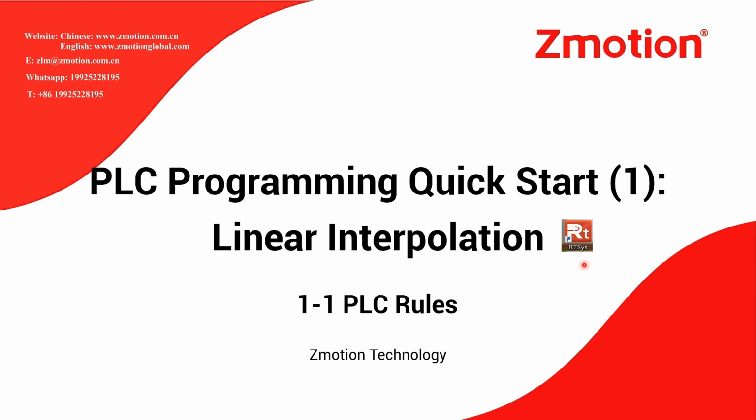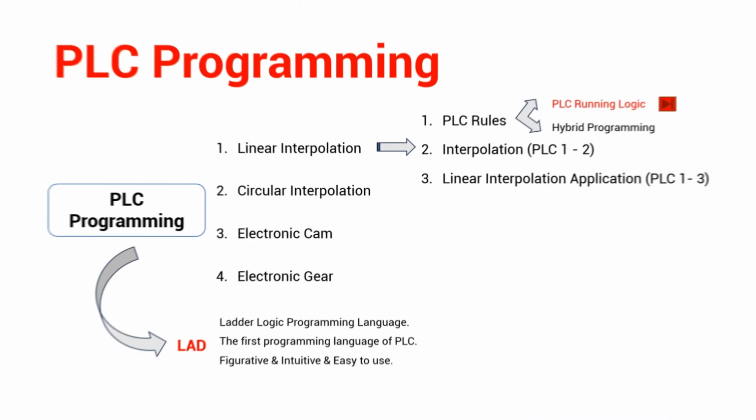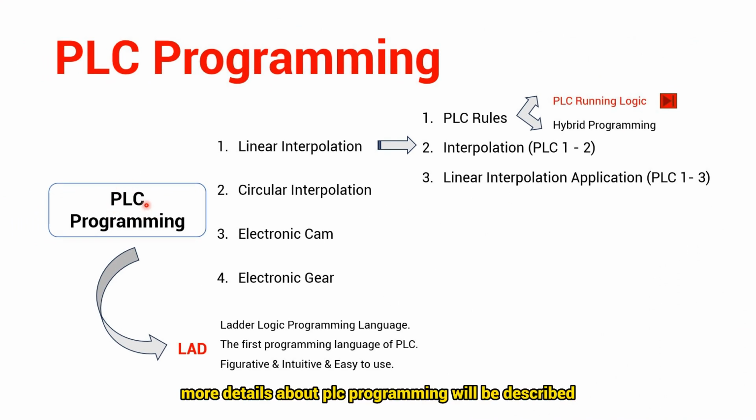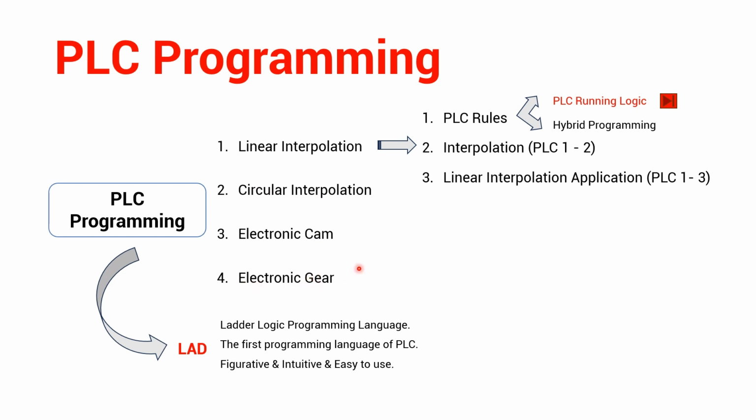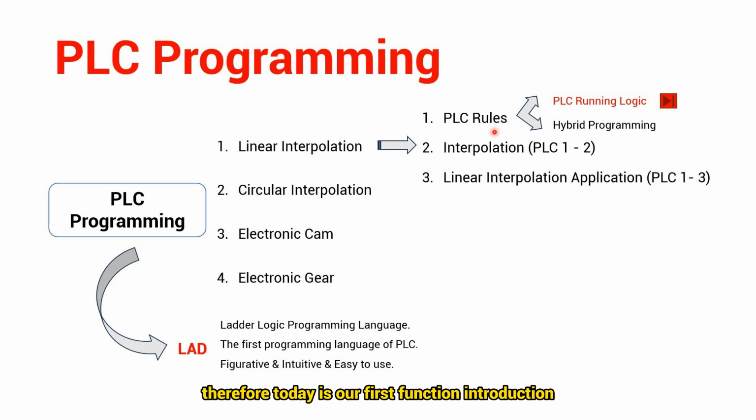PLC debugging and related development information are described in that article. You can review it in our Zmotion website support menu. And this time, more details about PLC programming will be described. There are all four main contents. They are linear interpolation, circular interpolation, electronic cam, and electronic gear. Therefore, today is our first function introduction, linear interpolation in PLC programming.